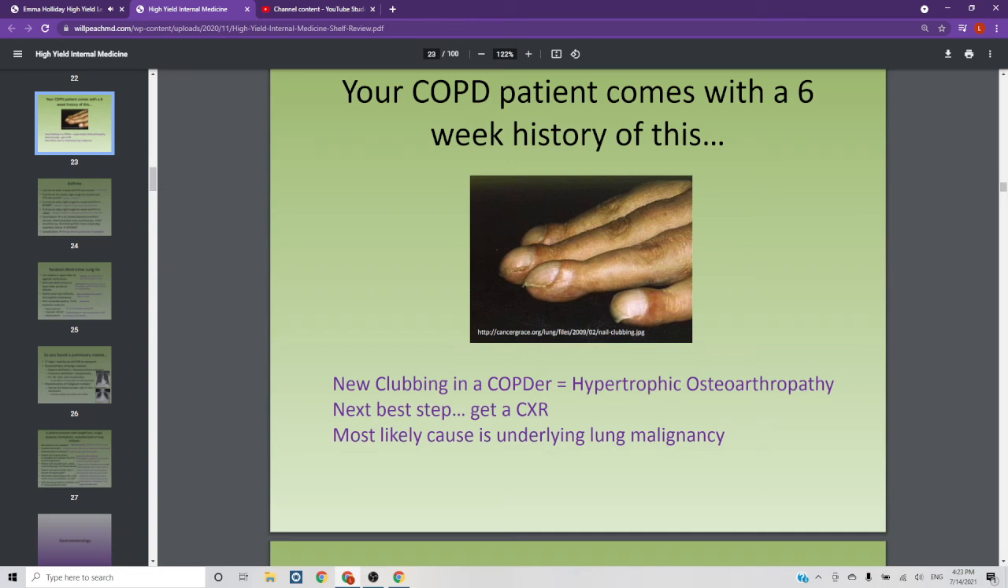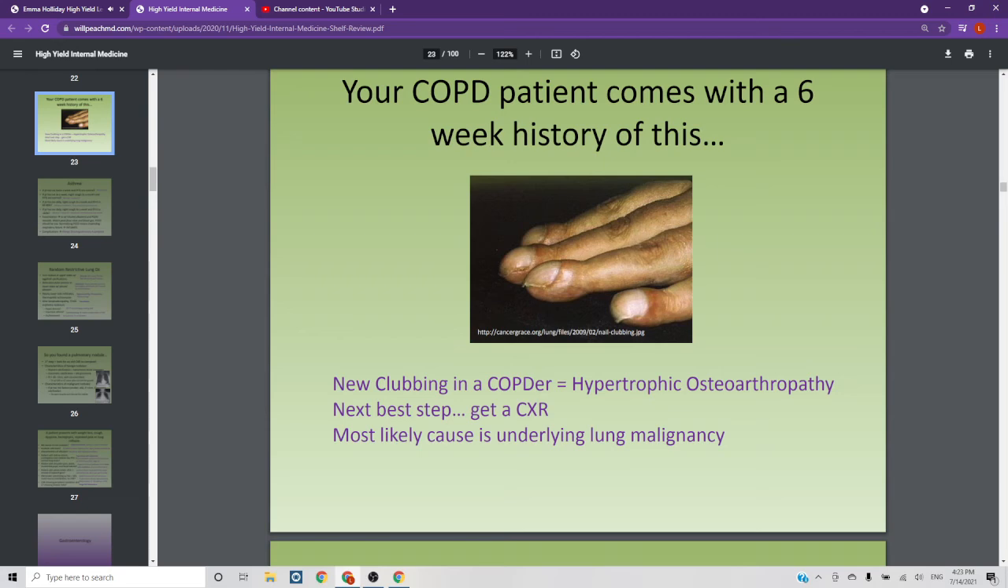So this physical finding is called hypertrophic osteoarthropathy. It's really acute onset of clubbing, and it means cancer. It means lung cancer. So if they ask you for the next best test, it's not pulse ox, it's not spirometry, it's chest x-ray.